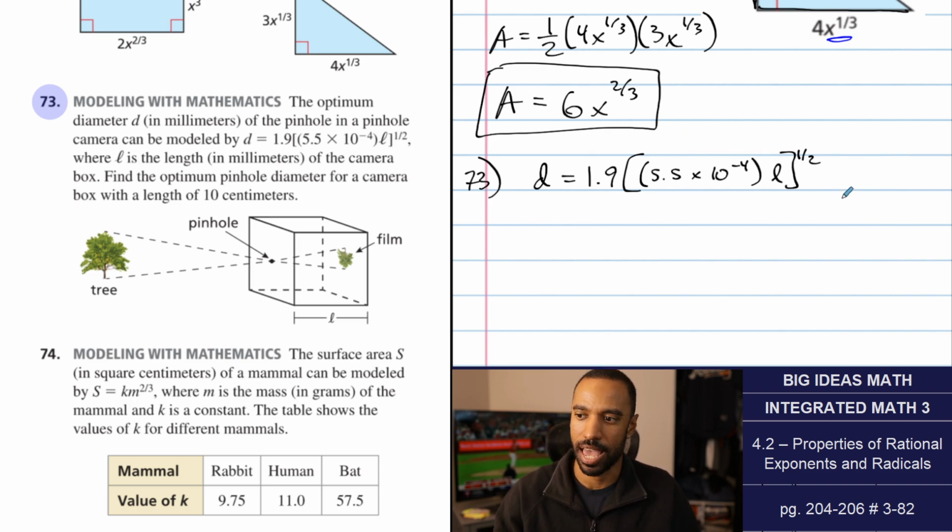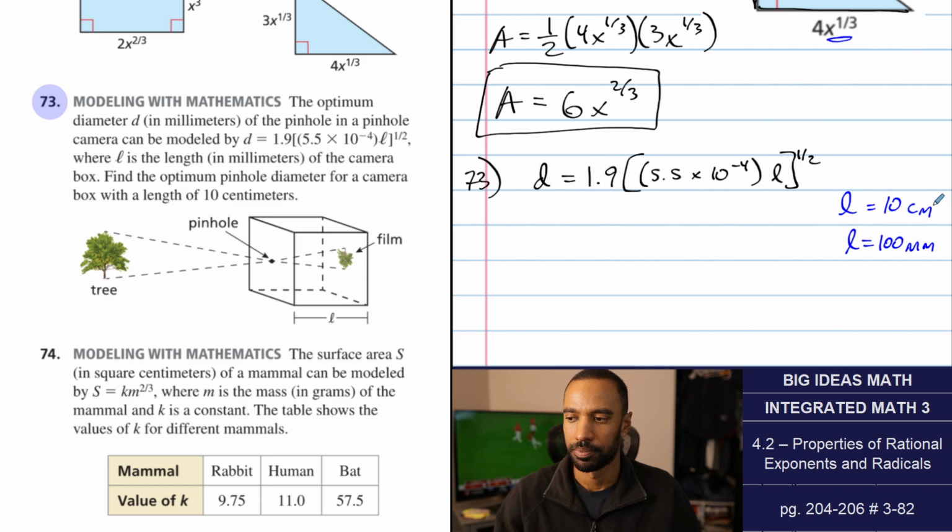So we're going to do L is 10. Well, it says 10 centimeters. We need millimeters, right? 10 millimeters is 1 centimeter. So is that 100 millimeters then that we're doing? I'll make sure that's right. 10 centimeters is 100 millimeters. Yeah, I think so. Okay, anyway. So we now are going to be doing that substitution. So we're solving for D with this.